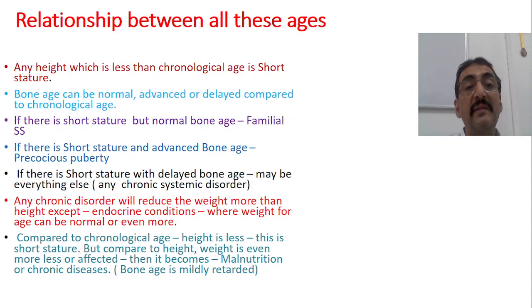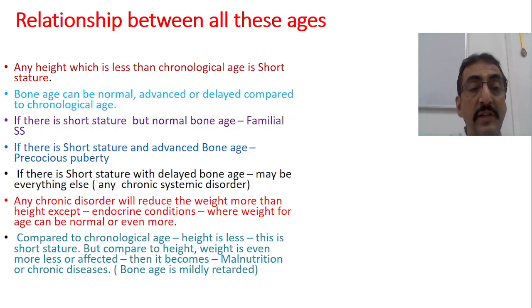Any height which is less than the chronological age is considered as a short stature. Okay. Now bone age may be normal, bone age may be advanced, bone age may be delayed compared to the chronological age. Now we have to make the interpretation.